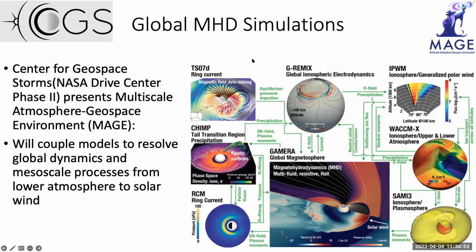We use this global MHD model called MAGE. Eventually, MAGE is going to couple together all of these different models. Right now, what I'm using is REMIX, which handles the Earth's ionosphere, and of course Gamera, which is itself the global MHD model. And then we're also coupling in the data mining from TS07D, which creates the Earth's magnetosphere from the data mining.